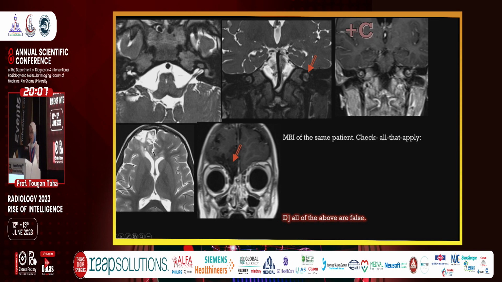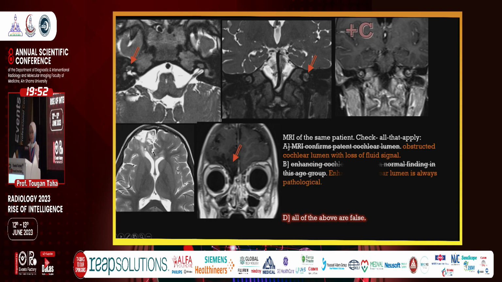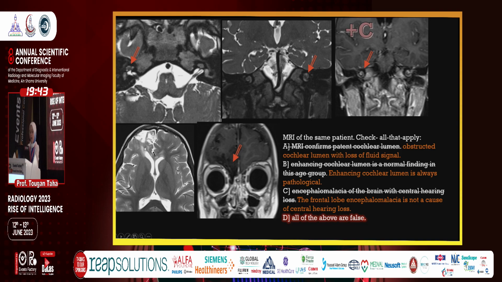The correct answer, all the above are false. Sentence A is wrong as obstructed cochlear lumen with loss of the fluid signal is obviously seen in MRI. Sentence B is wrong as enhancing a cochlear lumen is always pathological. Sentence C is wrong as the frontal lobe encephalomalacia is not a cause of central hearing loss.